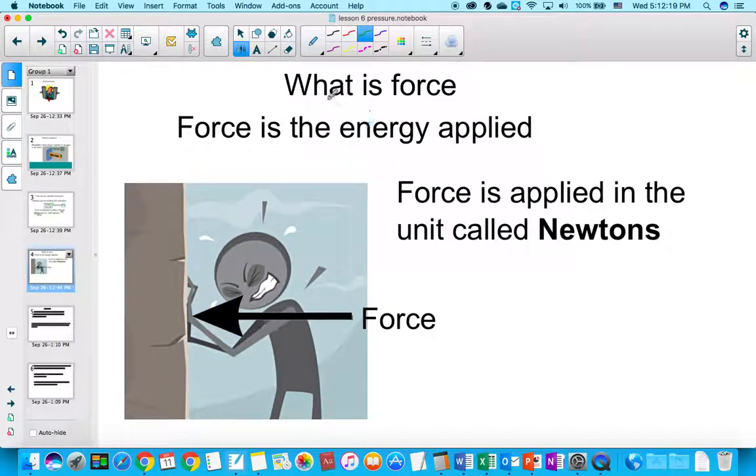So what is force? Well, force is the energy being applied, right? This person's applying a force on this wall, unsuccessfully moving it, but he's applying a force. And this force is measured in newtons, and again, the unit for newtons is N. So force is applied in a unit called newtons.